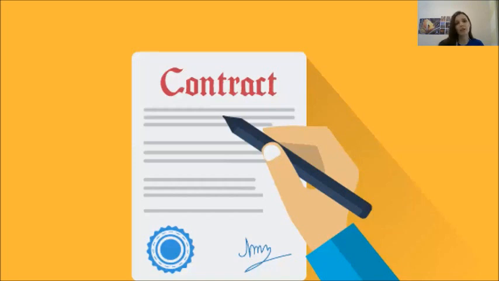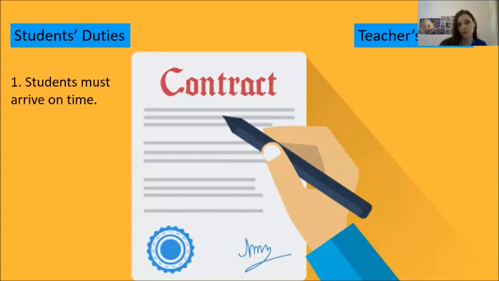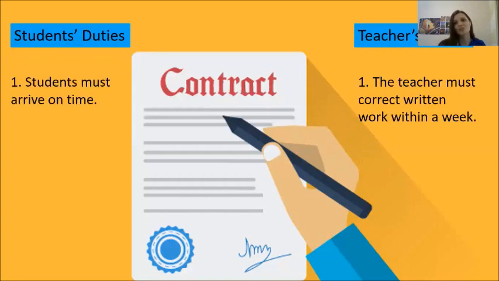It means that, for example, they have to summarize all 10 duties onto one page, and they have to write about students' duties, what students must do, and what teachers must do. For example, students must arrive on time, or teachers must correct written work within a week. By the way, dear participants, you can also write what teachers must do or what students must do.